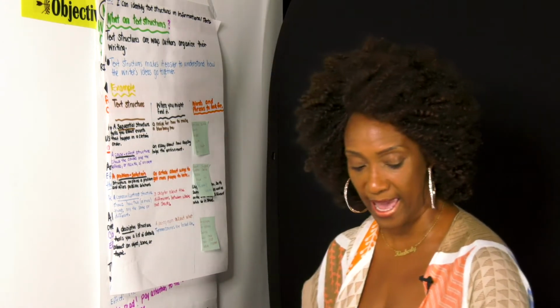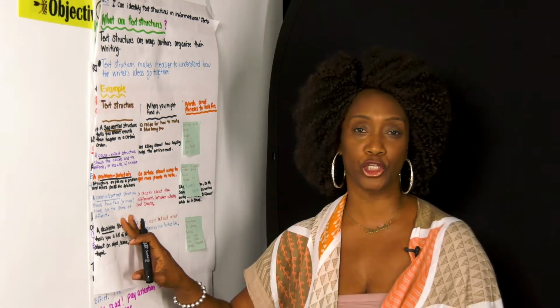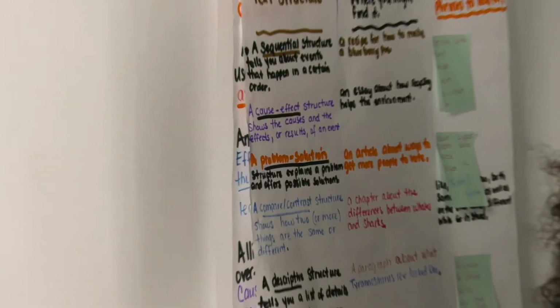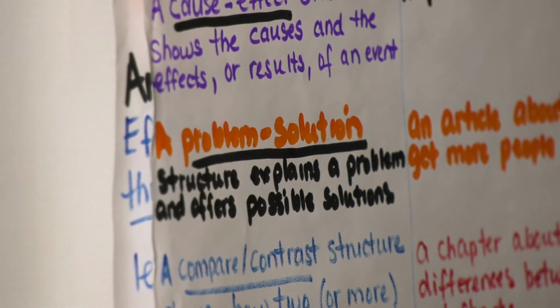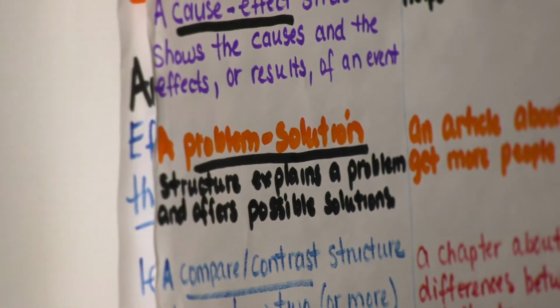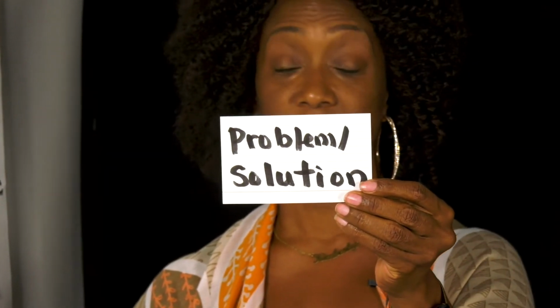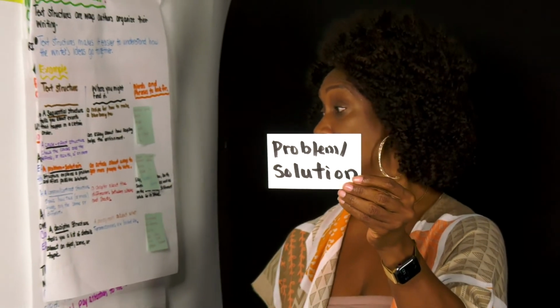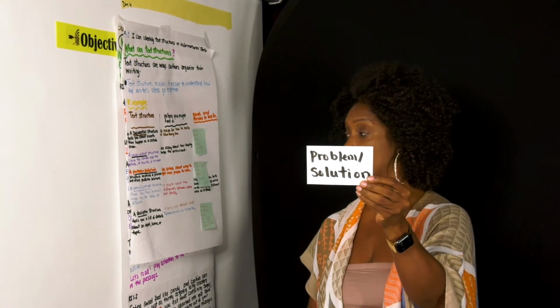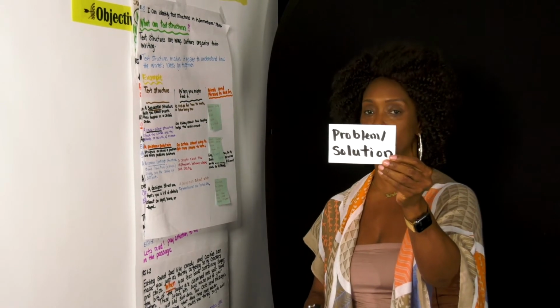Okay, let's go ahead and take a look at another text structure that authors usually use when writing their stories. And this structure is problem and solution. And you should be jotting this down in your journals. And there you go. Problem and solution, boys and girls. And we find these text structures in just about any genre of books that we're reading. So, problem and solution, let me explain. The structure explains a problem and offers possible solutions.